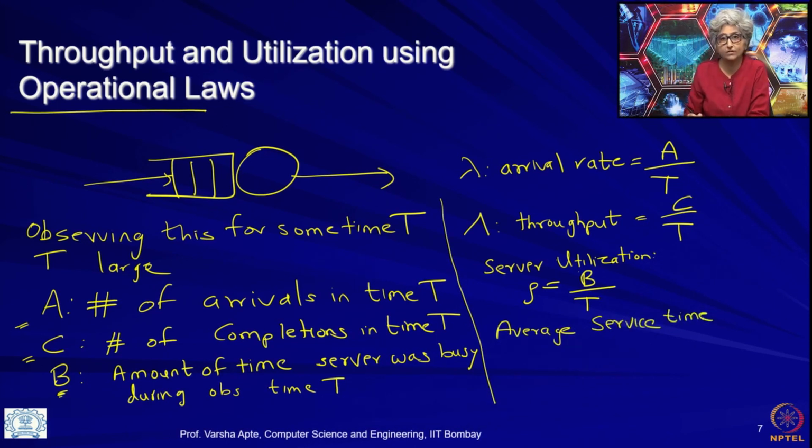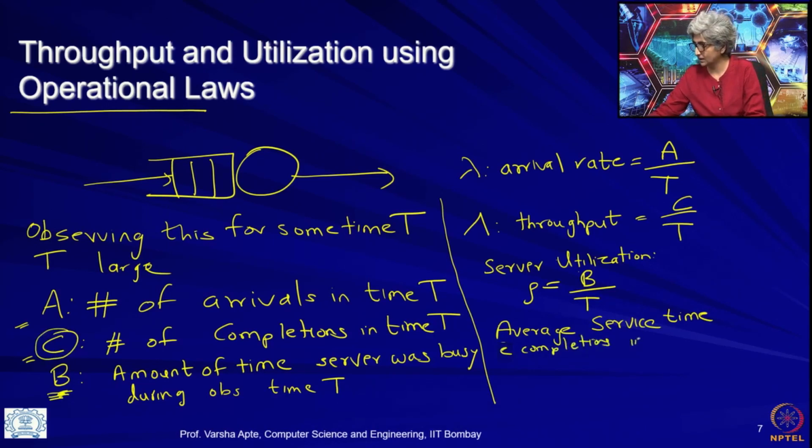Just think about it for a minute: given these numbers, we can also write the average service time. The total amount of time that the server was busy was B, and in that time it did C completions, completely done in time t.